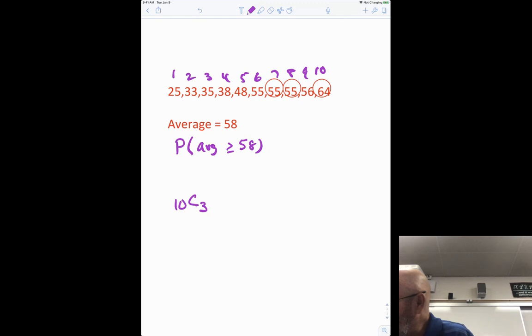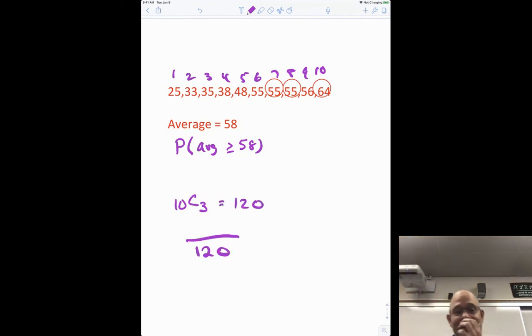I'll do that on my calculator over here on the side. Sorry you can't see this, but 10 choose 3 is 120. So there's only 120 ways for us to even pick 3 people here. Okay, so now it wouldn't be out of the question to list all 120 of those. You could go, hey, 1, 2, 3, 1, 2, 4, 1, 2, 5, and so on. But we don't have to do that because we don't need all 120. All we need are the ones that are going to give me an average age of 58 or more.